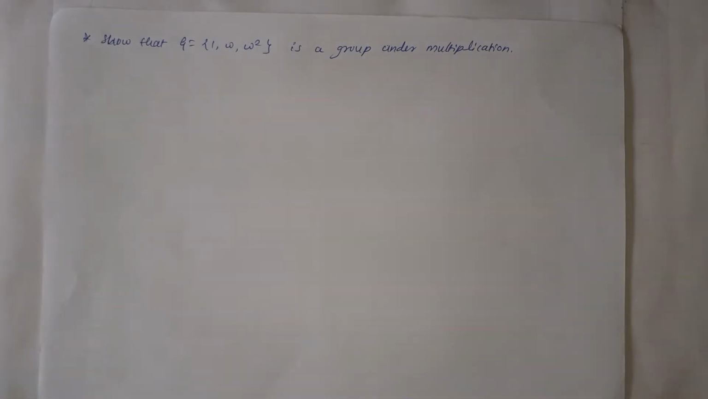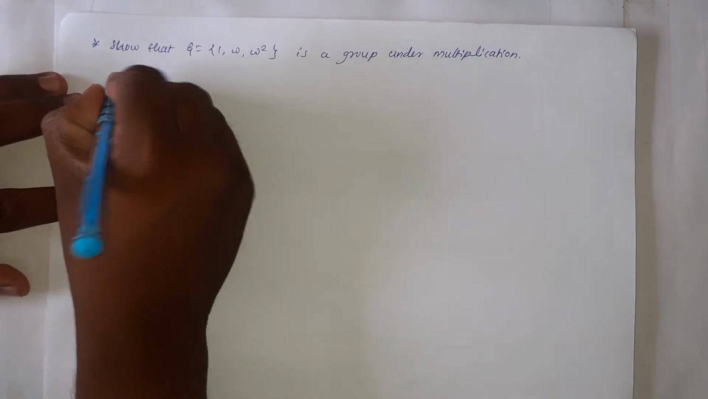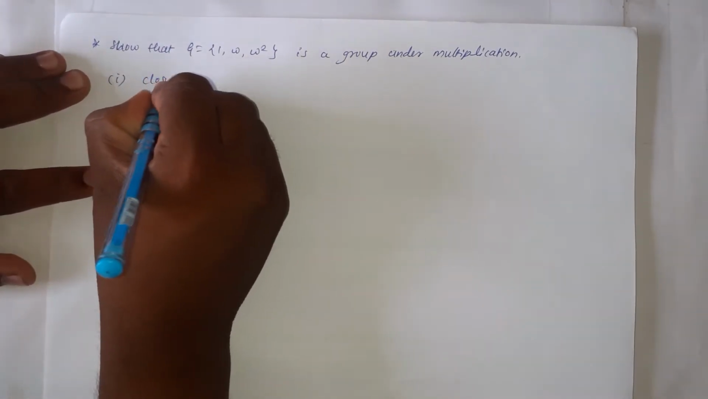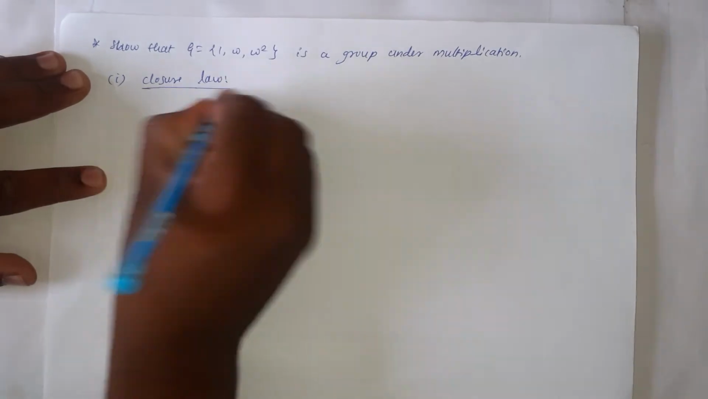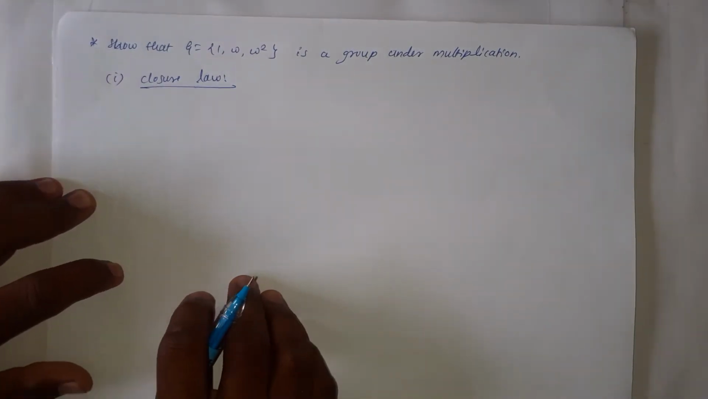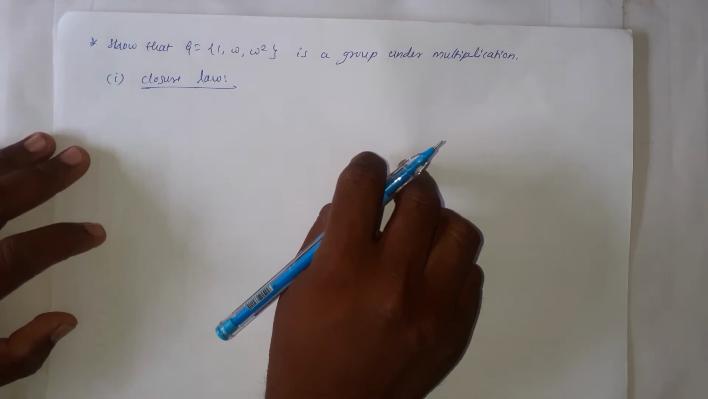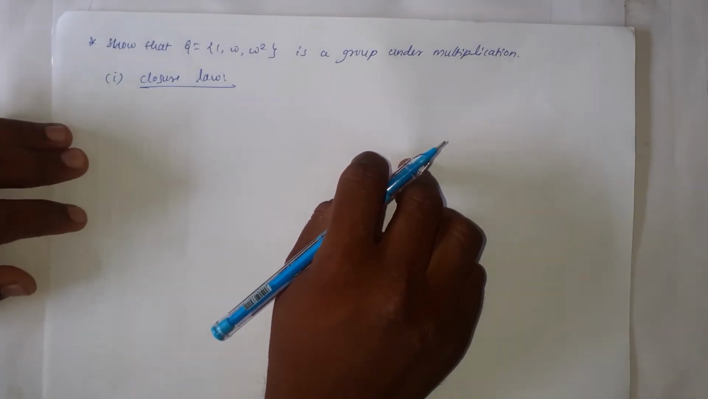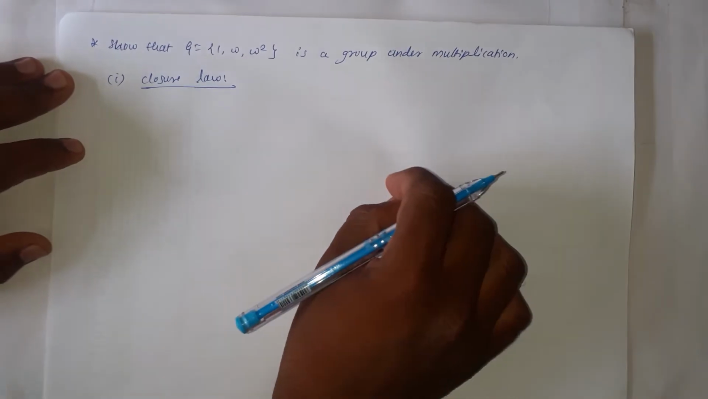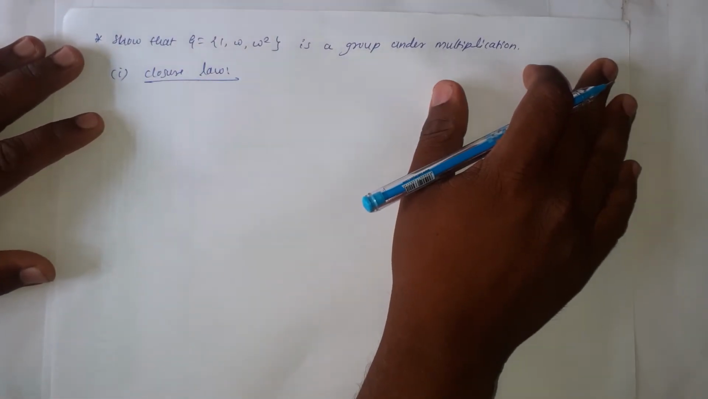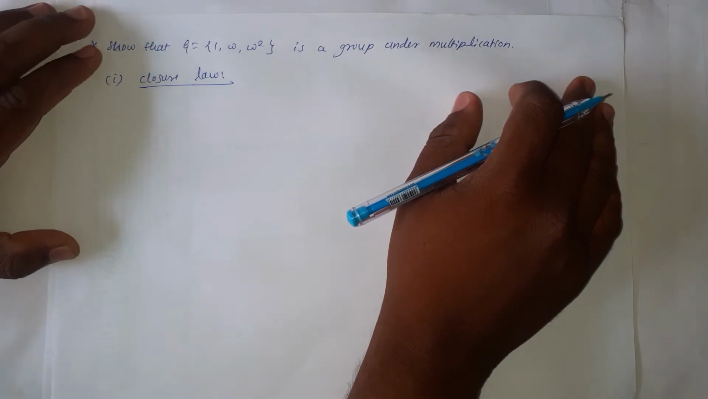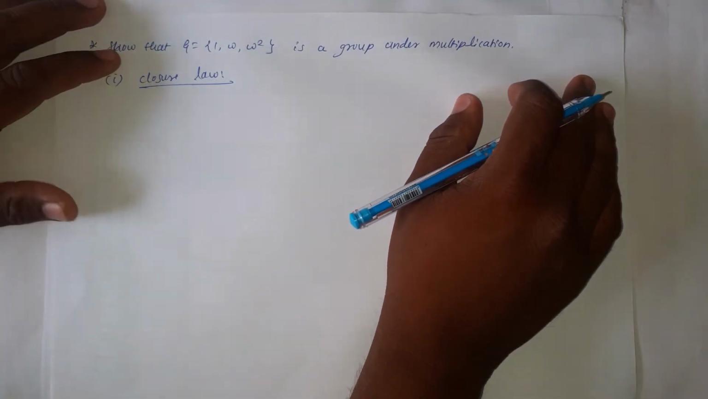To prove it is a group, we need to satisfy the 4 laws. The first one is closure law, then associative law, identity law and inverse law. So the first one is closure law. The general statement of this law is, for all a, b belongs to G, a star b belongs to G. That condition must be satisfied for all the elements of the given set. Here the set has 3 elements, so we need to verify that condition for these 3 elements.